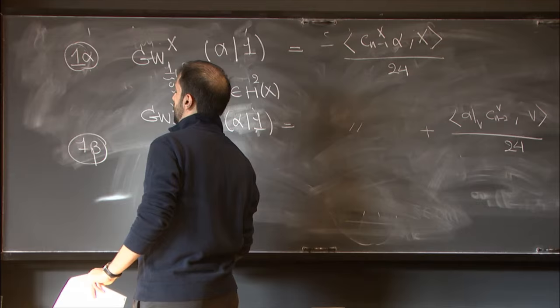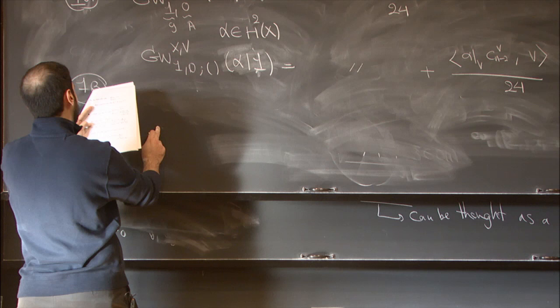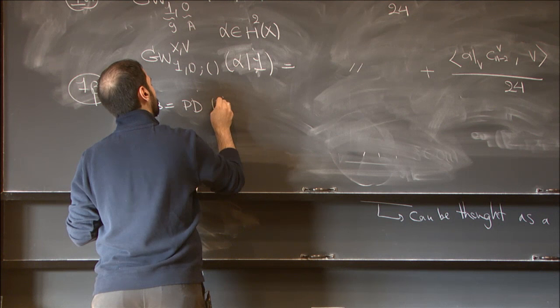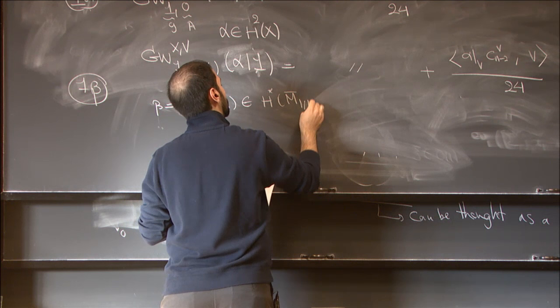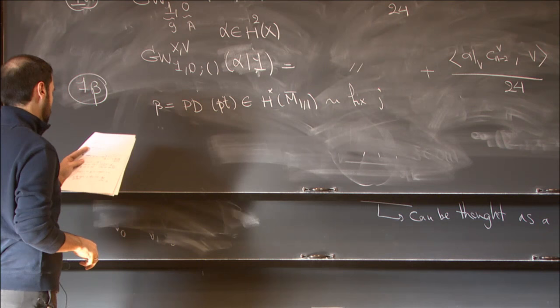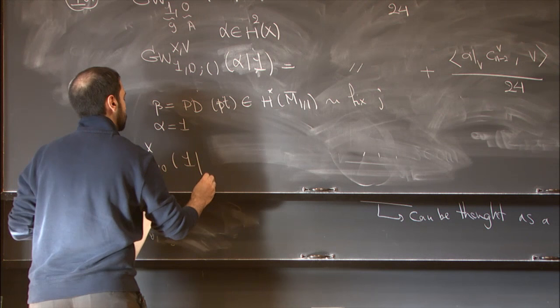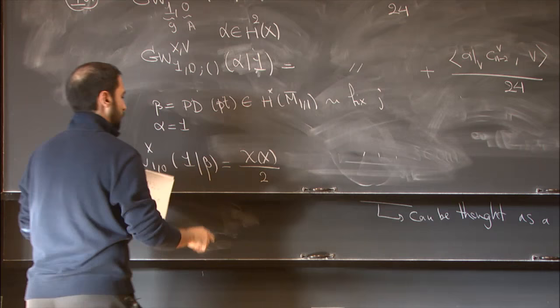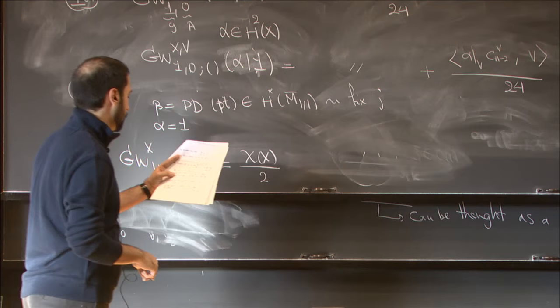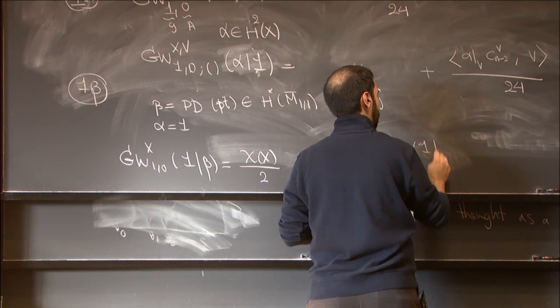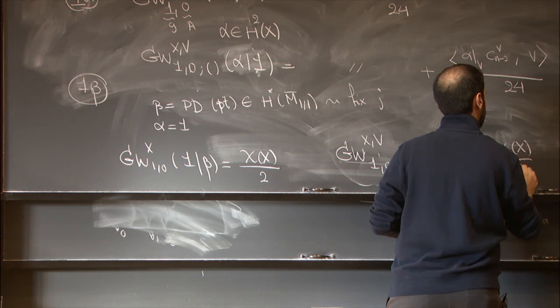For the case where you consider non-trivial beta, for example, you can consider beta to be just the Poincaré dual of a point inside H star of M11, which means you fix the J on the genus one curve. And alpha to be just 1, nothing about alpha. Then the Gromov-Witten invariant of X, 1, 0, the classical one, would be equal to the Euler characteristic of X divided by 2. The number 2 in the denominator is because every genus 1 curve has an automorphism. And the relative version would be the Euler characteristic of X divided by 2 minus the Euler characteristic of V divided by 2. So these are the differences between the two.